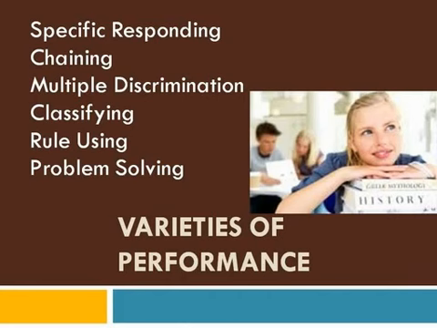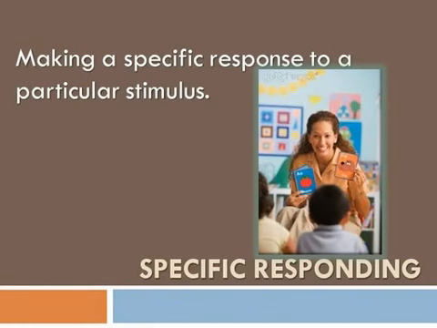Gagne classifies performances of students into 6 types of learning: specific responding, chaining, multiple discrimination, classifying, rule using, and problem solving. Specific responding is defined as making a specific response to a particular stimulus. The authors use an elementary appropriate example of a first grade teacher holding up a card, the card being the stimulus, on which the word dog is printed, and the children say dog, dog being the response.